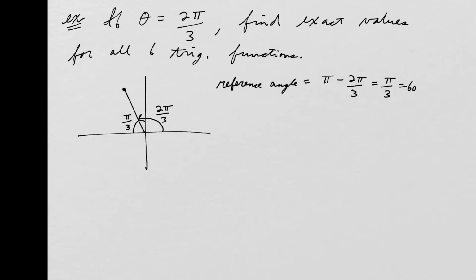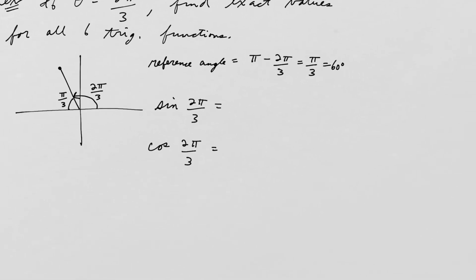So this is 60 degrees, the reference angle. Okay, so remember that sine of 2 pi over 3 and cosine of 2 pi over 3 are going to be the same as sine of pi over 3 and cosine of pi over 3, except they may differ by a sign, right? A sign, whether positive or negative.